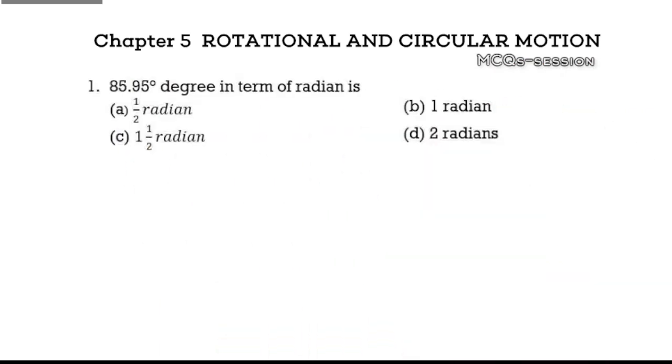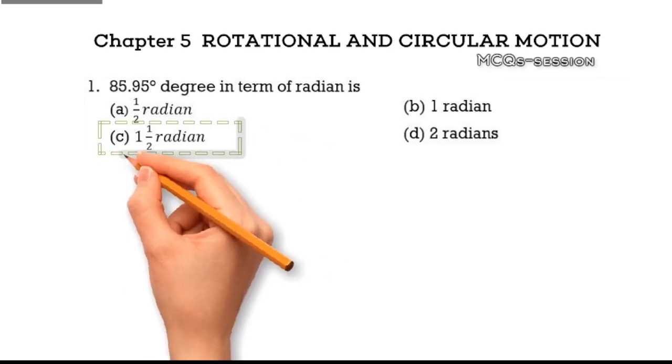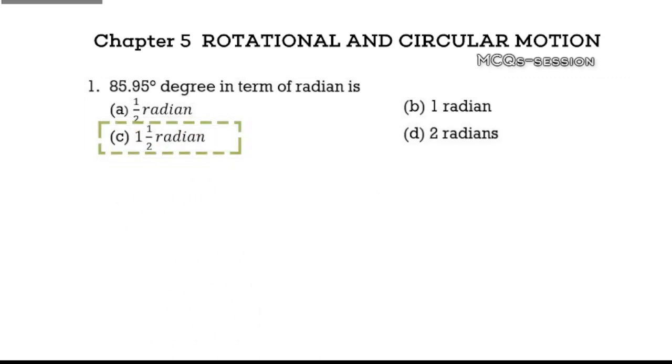Question 1. 85.95 degrees in terms of radians is A. 1/2 radian, B. 1 radian, C. 1 1/2 radian, D. 2 radians. Pause the video and think about your answer. The answer is C. 1 1/2 radian.